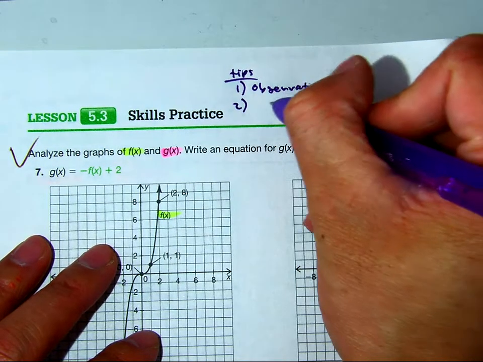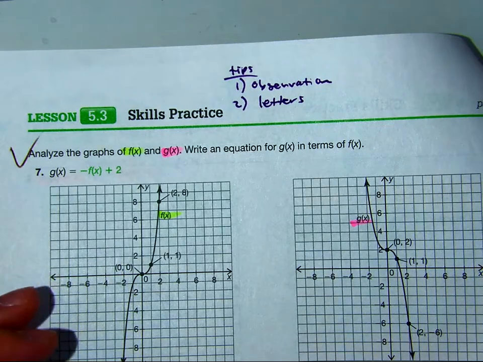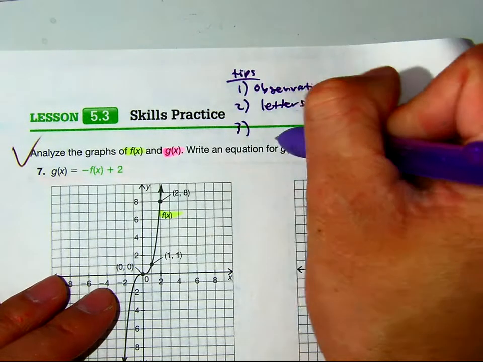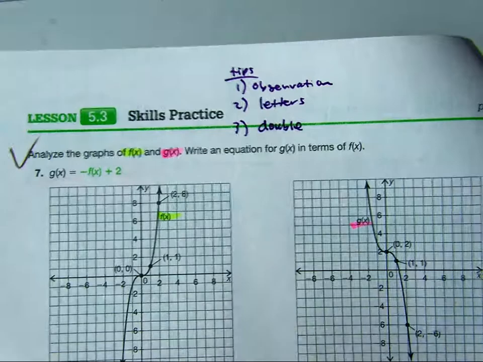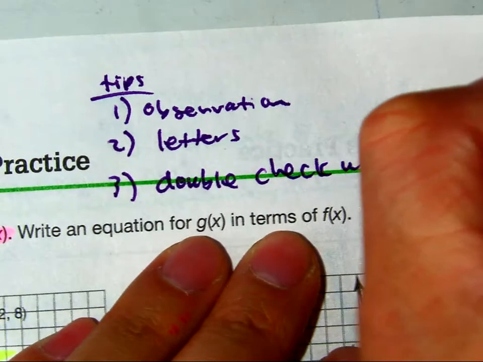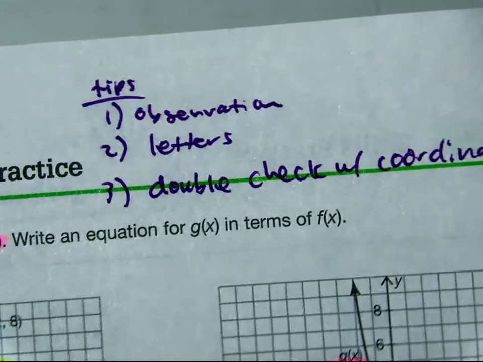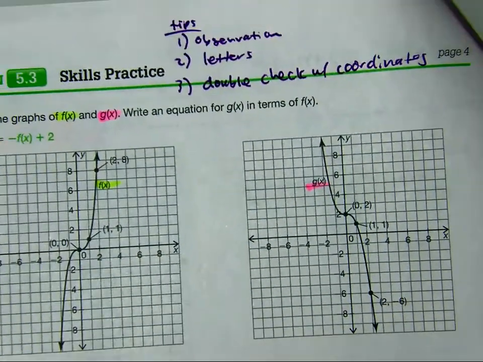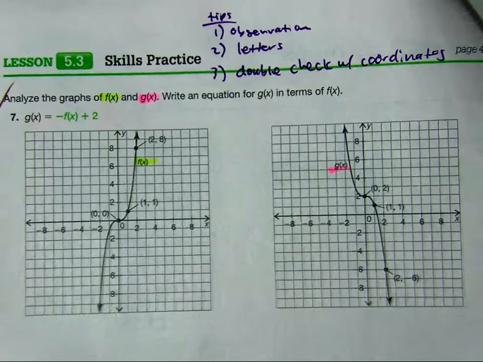The second thing I want you to do is then, with those observations, use letters A, B, C, or D. And if you get stuck and you're not sure, you can also double check with coordinates. So those are my tips, how to do this problem. So let's go ahead and do this problem.